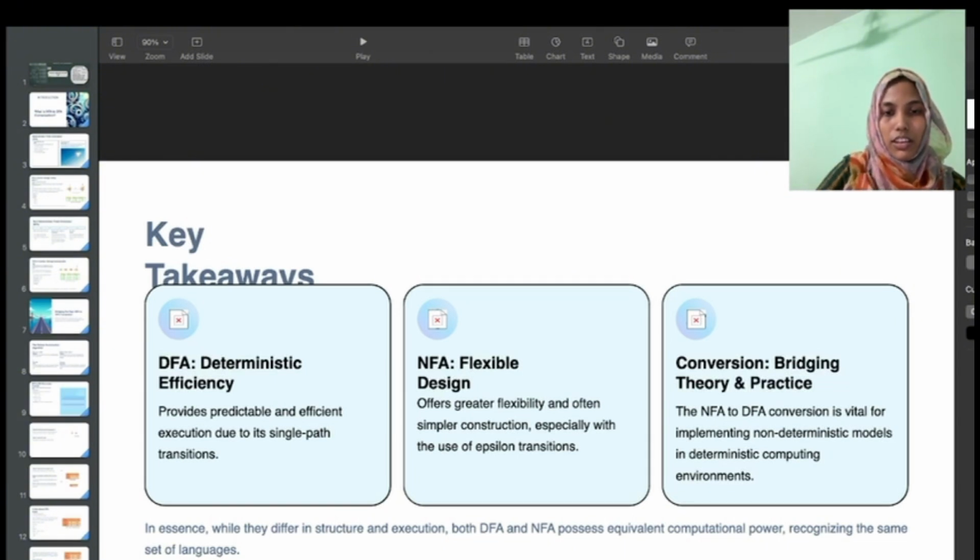Although DFA and NFA are different in structure and execution, they are equally powerful. Both of them can recognize the same set of regular languages. An important point is that any NFA can always be converted into an equivalent DFA. This conversion helps in implementing theoretical design in practical systems.